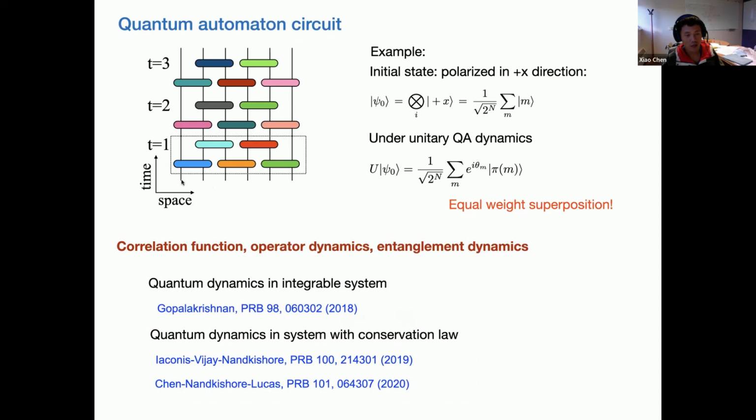Let's say we consider the initial condition to be a wave function that is an equal weight superposition of the computational basis. Under the time evolution, because we are applying this unitary automaton gate, the gate acts like a permutation. So the wave function will still be an equal weight superposition, and all the information is encoded in the phase. The phase could be random, and the phase is very important. I will show later that this can lead to different interesting quantum states. All the information is encoded in the phase once we fix the computational basis.